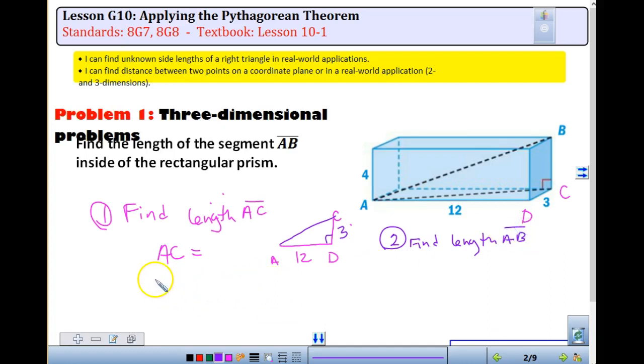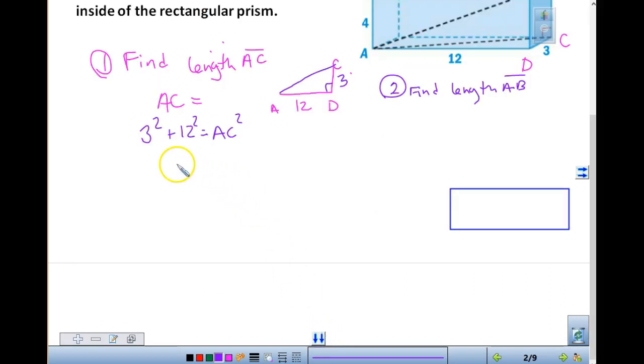So when we start this first one, I'm okay if you start with 3 squared plus 12 squared. Please put equals AC to the second power, because we're finding that length from A to C. So 9 plus 144, you're going to put that in your calculator. AC squared is equal to, what do we get, Micah? What length am I going to get?